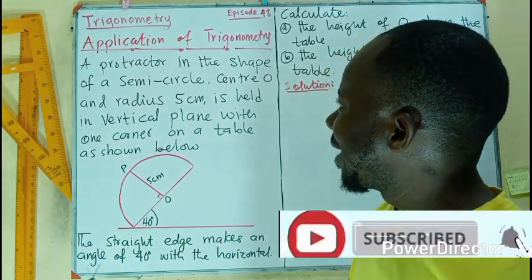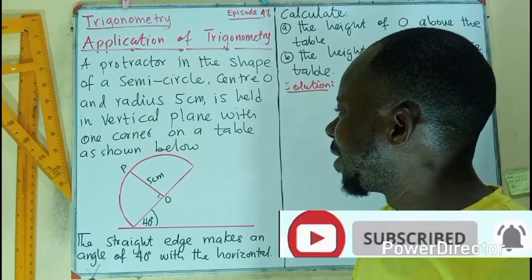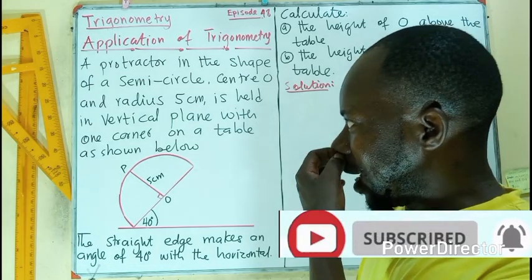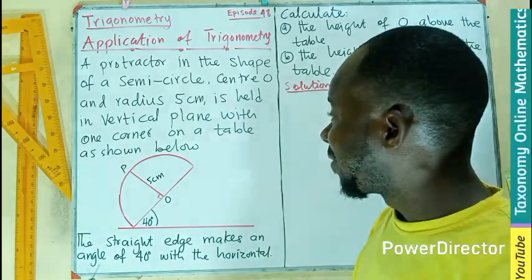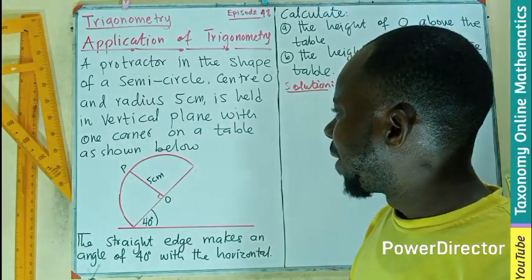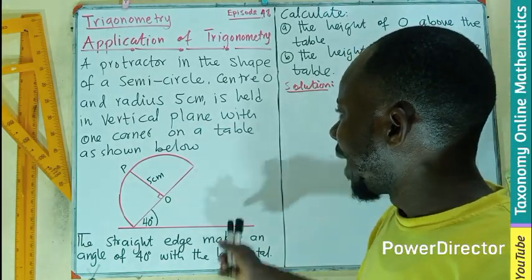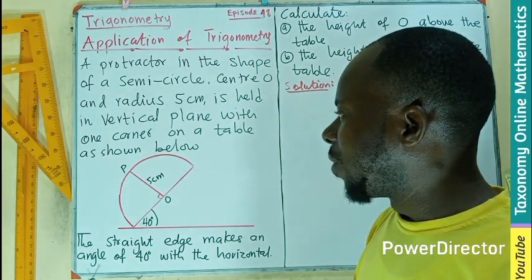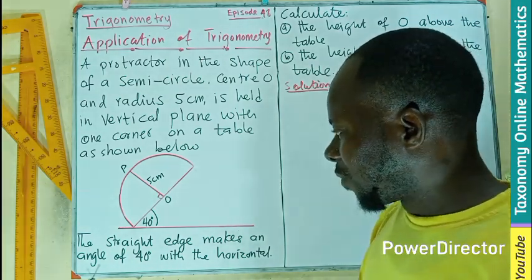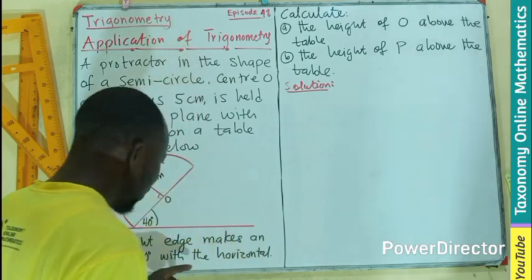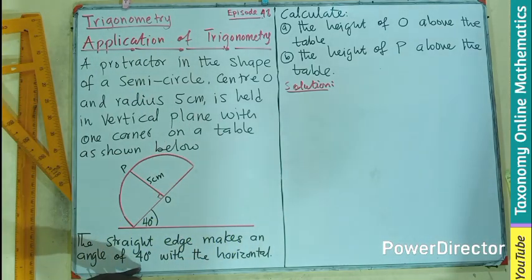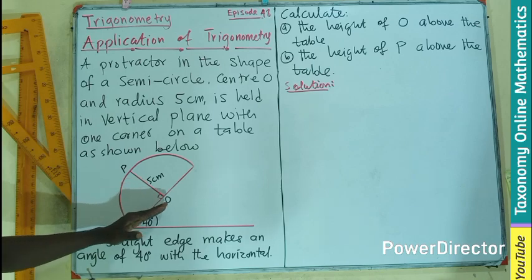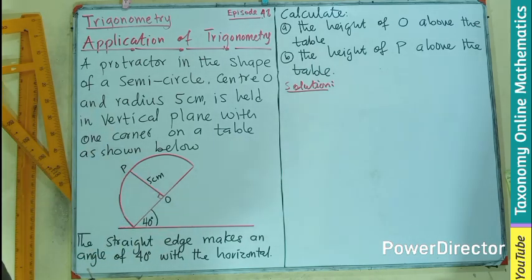So a protractor in the shape of a semicircle with a center O and a radius of 5 centimeters is held in a vertical plane with one corner on the table, as we can see. So the straight edge makes an angle of 40 with the horizontal. I think this angle is bigger than 40, so I'll come down a bit.